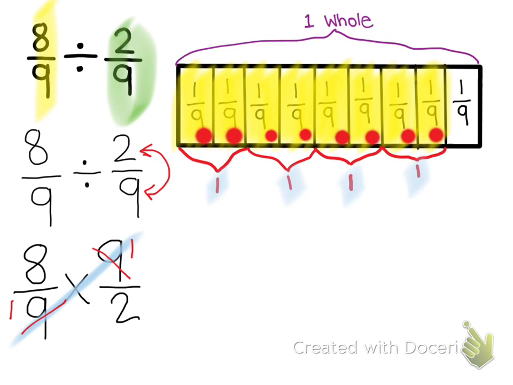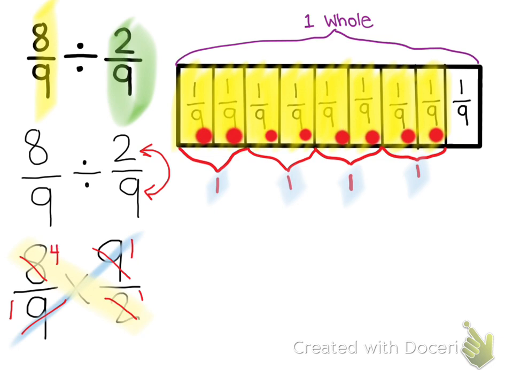And now I'm going to look at the other diagonal numbers right here, 8 and 2. So the greatest common factor of 8 and 2 is 2. So I'm going to divide by 2. 2 divided by 2 is 1. 8 divided by 2 is 4.